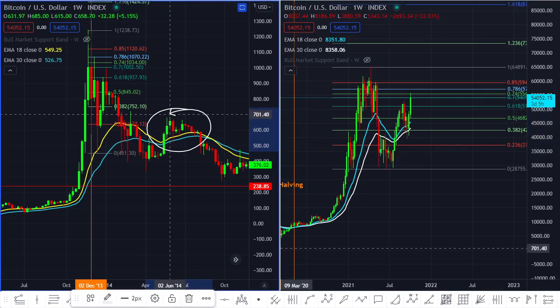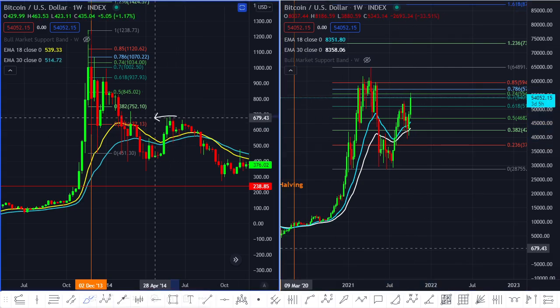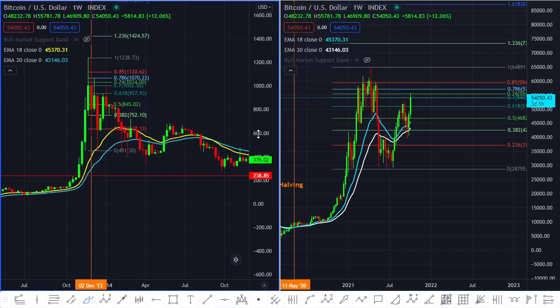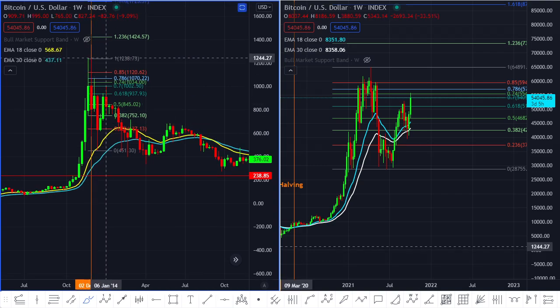So that's why I think we are here in Bitcoin. So this, I think, is this. Okay, just slightly different price action. And I'm gonna just explain why this is so weird in my opinion.